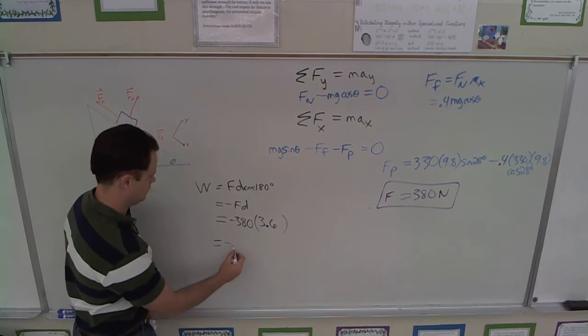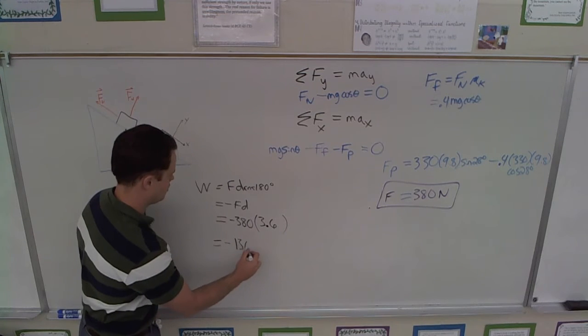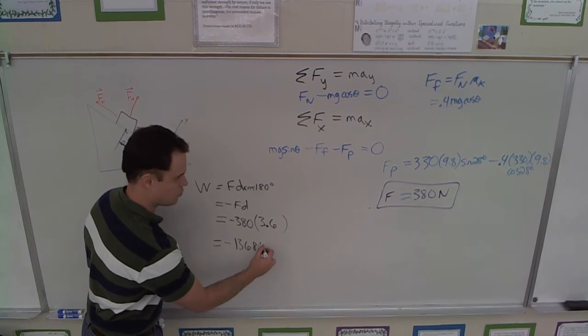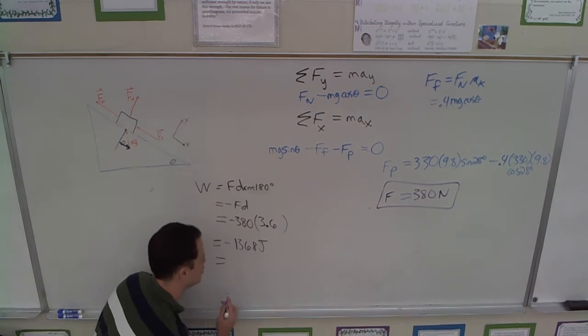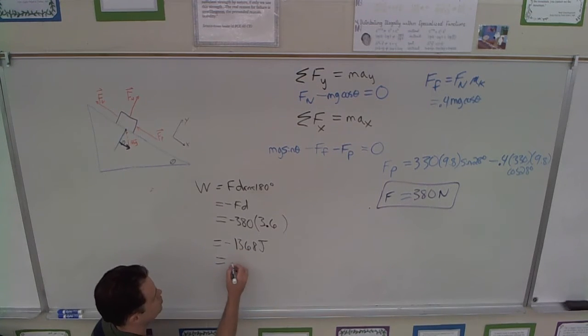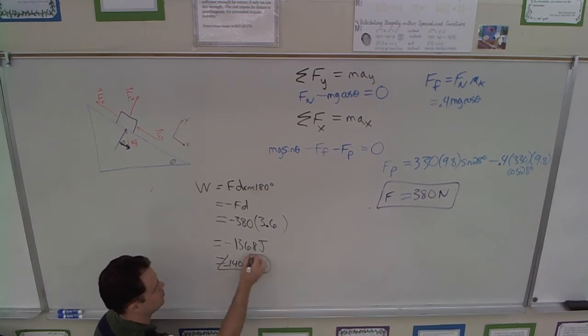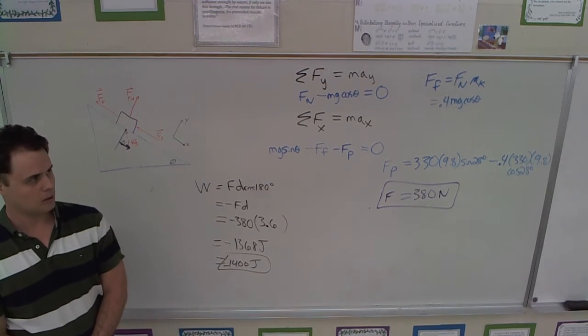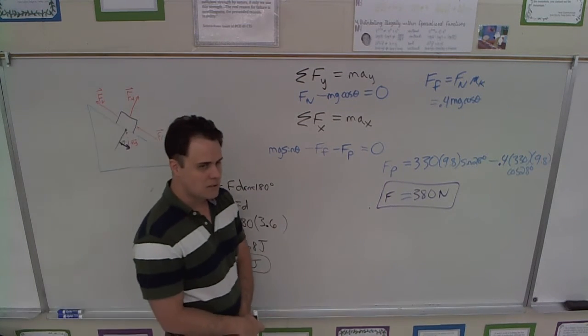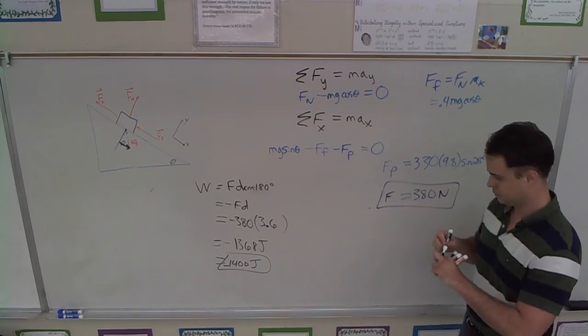Negative 1,368. Units: Joules. And if we want to do sig figs, then I think we've got 2, so 1,400. 1,400 is the sig fig answer, but it's got to be negative because of the anti-parallelness. Okay? So part C of this problem says what?